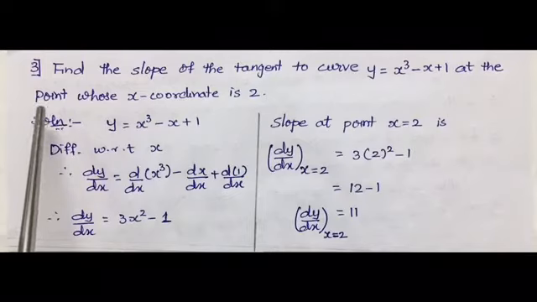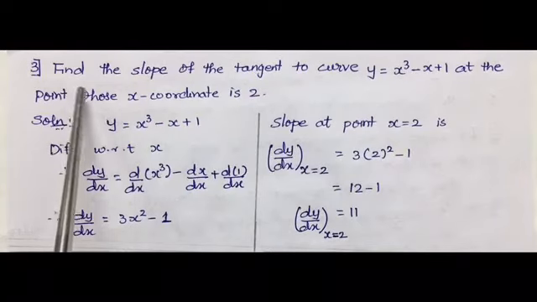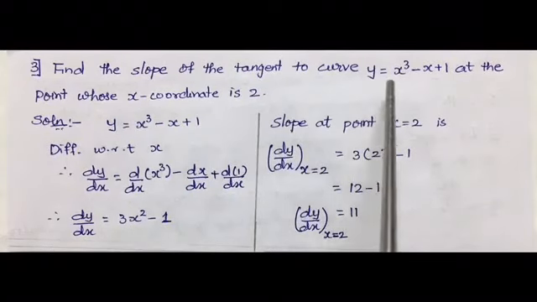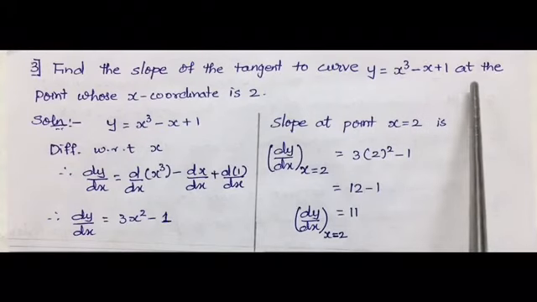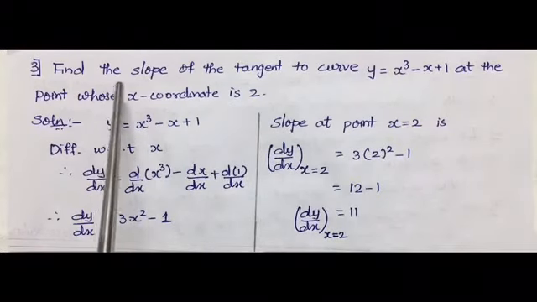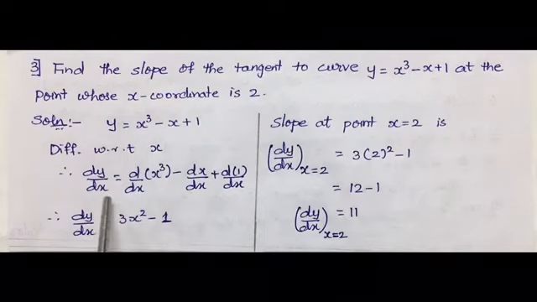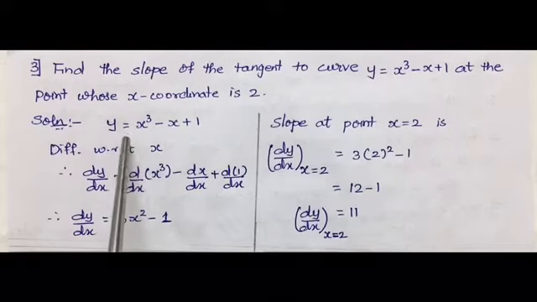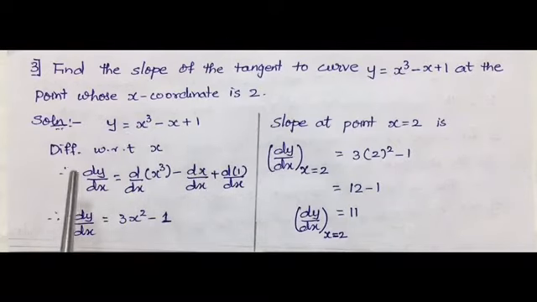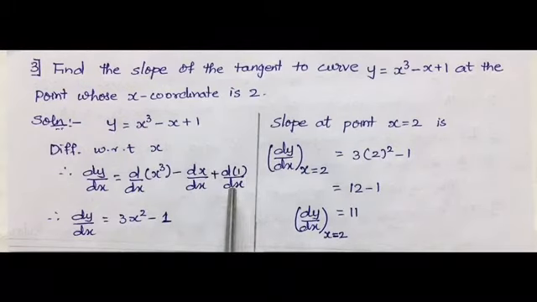Example 3. Find the slope of the tangent to the curve y equal to x cube minus x plus 1 at the point whose x coordinate is 2. So again we need to calculate the slope of tangent. So slope of tangent will be the first derivative. So curve given is y equal to x cube minus x plus 1. Differentiate with respect to x, it gives dy by dx is equal to d by dx of x cube minus dx upon dx plus d of 1 upon dx.